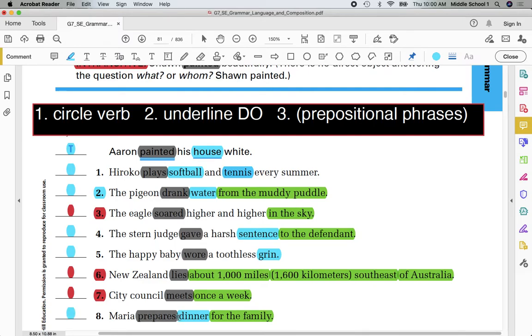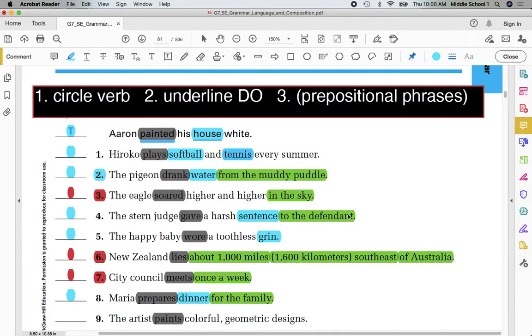Before we go any further, again, if you have any questions about identifying the verb, finding a noun that follows the verb, which we call the direct object, or again the prepositional phrase, make yourself a note in the side column and you can contact me by way of GoGuardian and I can help you identify these in the sentence.